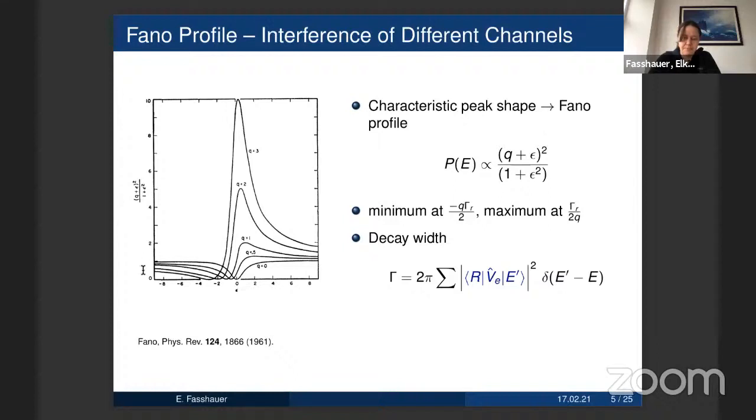What we can also construct from this theory is the decay width gamma, which is given by the sum over the different decay channels of the absolute square of this matrix element. So we have a very effective description without actually necessarily considering what these functions are.